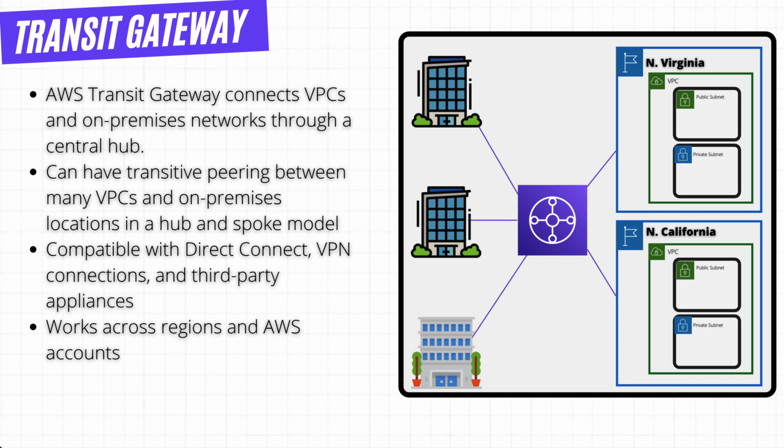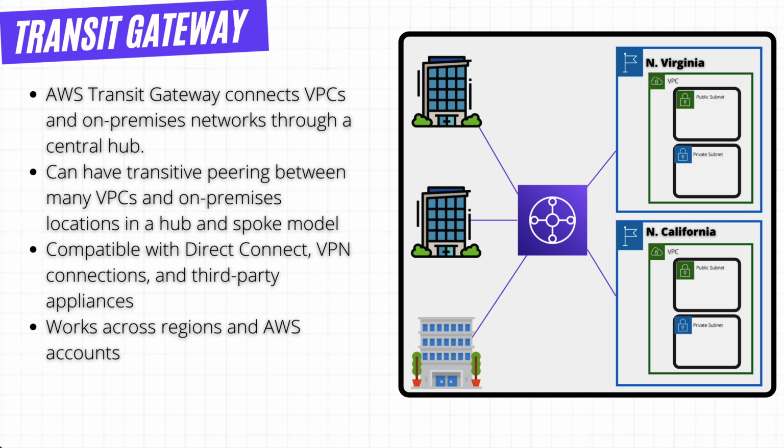This also enables transitive peering between many VPCs and on-premise network in a hub and spoke model. Now, this service does work across different AWS regions and AWS accounts.